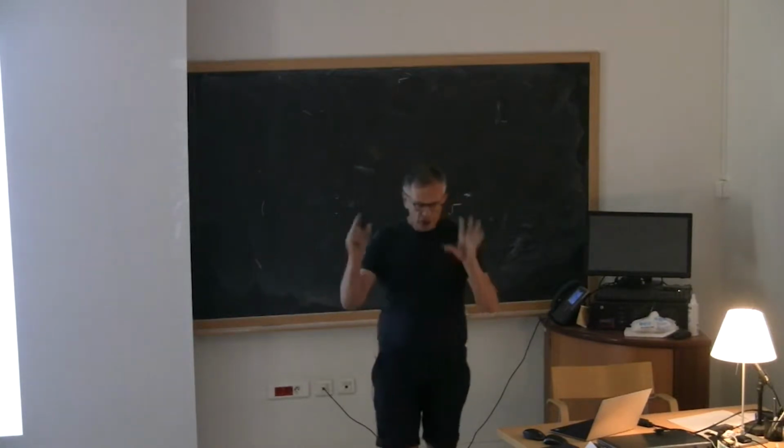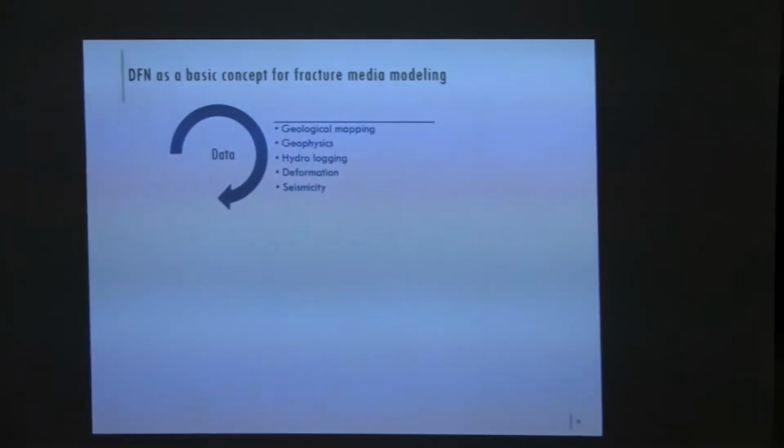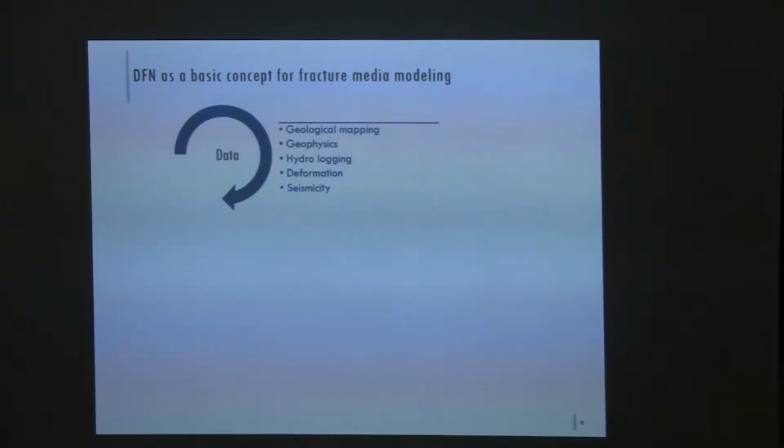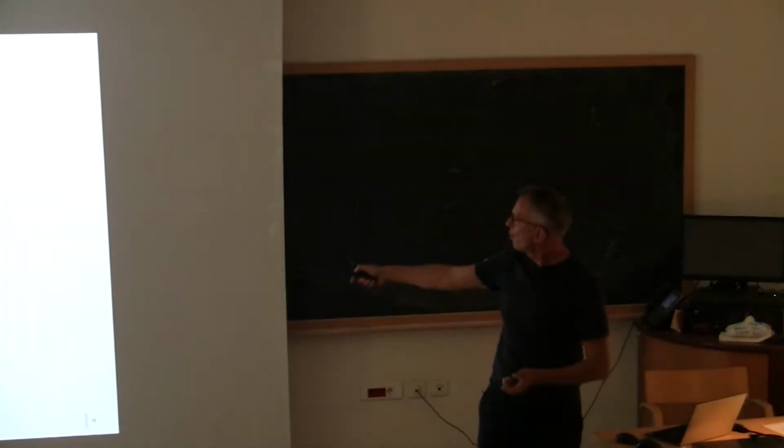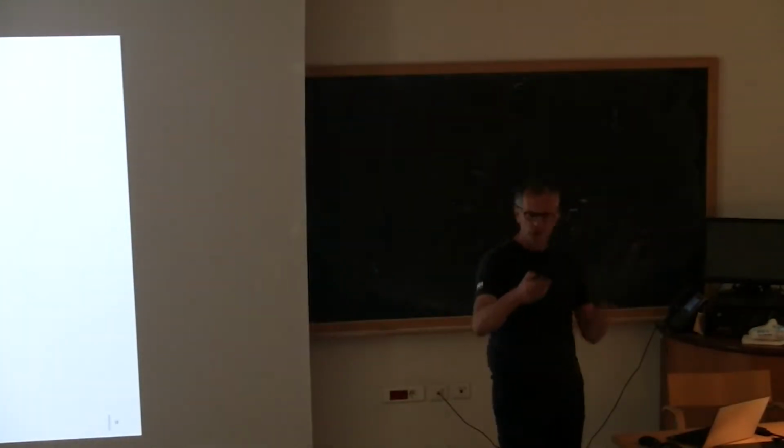Okay, so how do you do it with DFN? With DFN, you first have data: geological mapping, geophysics, hydrologging, deformation, seismicity. All of you know the types of data, and most of you are working on one new data type that will save the world.